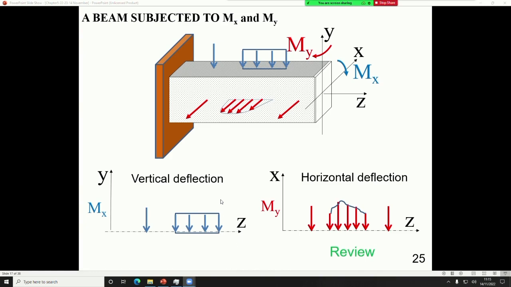So you have a series of loads applied in the XZ plane. If you double integrate the bending moment, it gives you horizontal deflection. And for the other one, it gives you vertical deflection. Any questions? Yes, please.